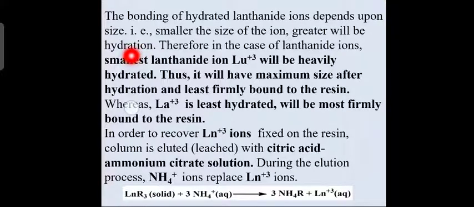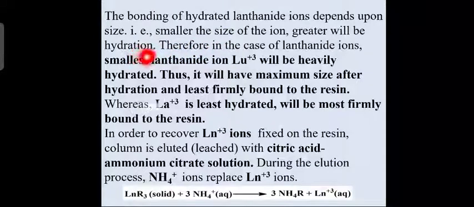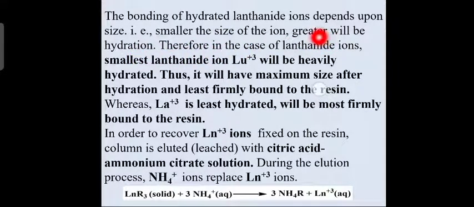Among the lanthanide ions in the series, if the size of a lanthanide ion is smaller, then hydration will be to a greater extent. Therefore, the smallest lanthanide ion, lutetium, Lu3+, will be heavily hydrated. Since the lutetium ion is the smallest one among the lanthanide series, it is heavily hydrated. Thus, it will have maximum size.